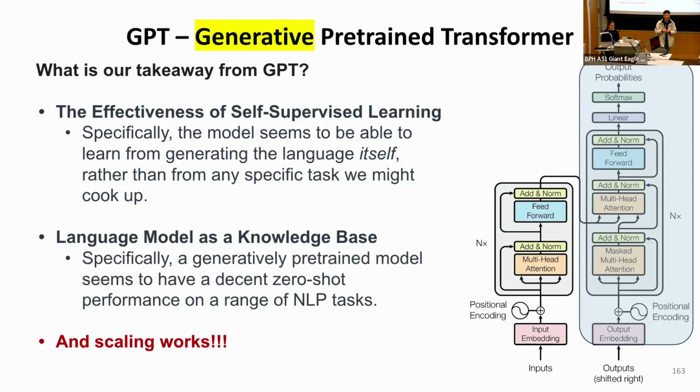So again, this is similar to the BERT point: different NLP tasks seem to be transferable to each other because they are. The versatile nature of the attention mechanism and the big size of our pre-training corpus have to do with the fact that the language model has emerged as a knowledge base, and scaling works again.